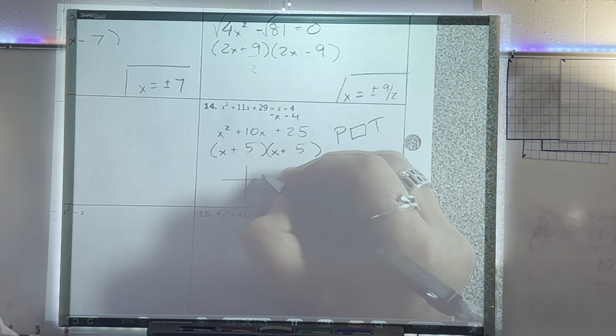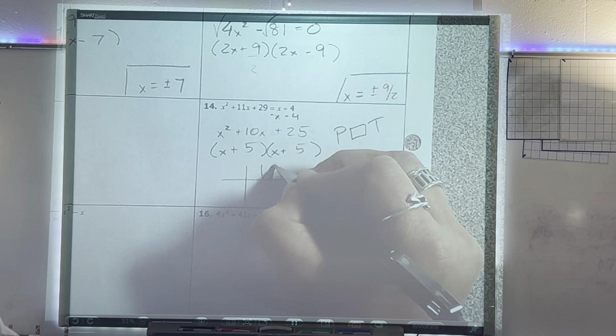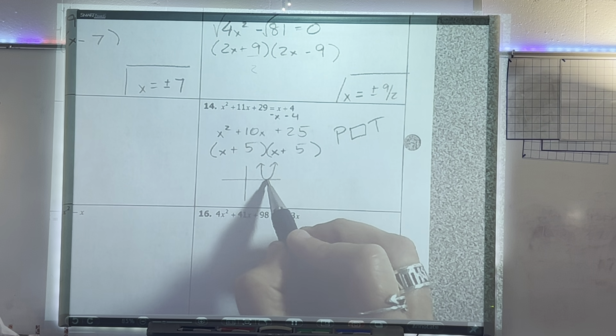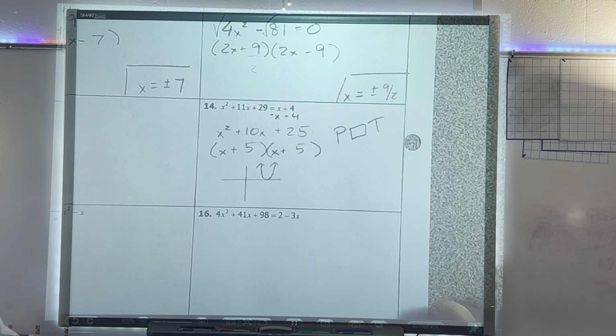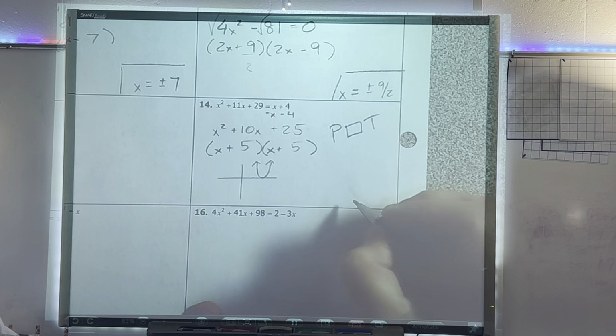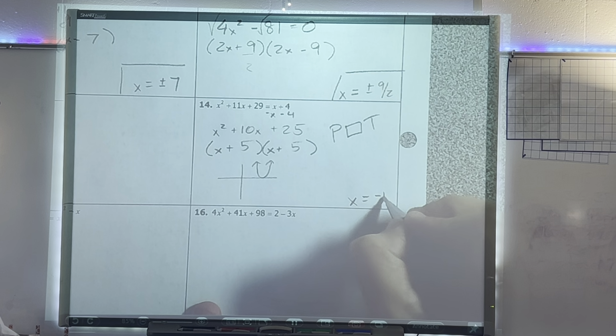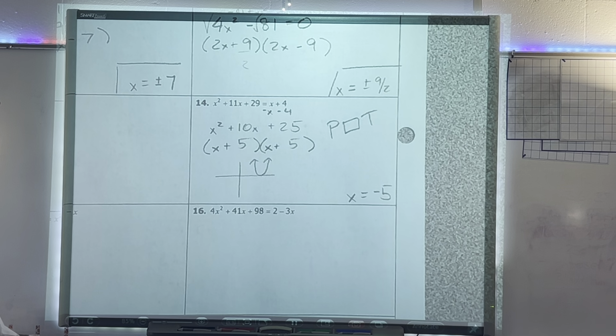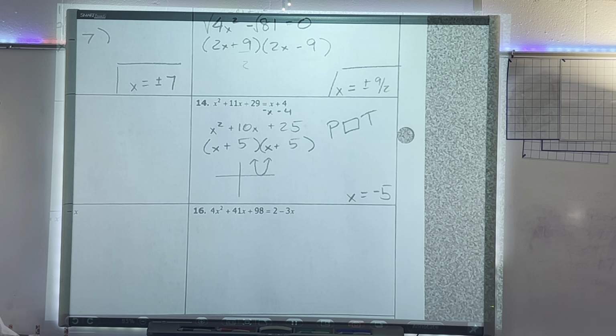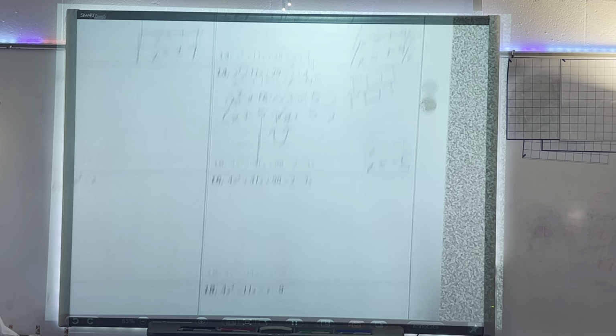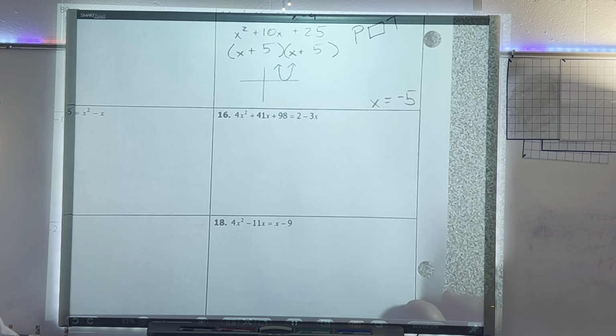On a graph, it would look like this. It would just touch right there instead of actually going through it. Does that make sense? All right. So that means this only has that one solution. Are we all right with that? Good there? Questions at all? Are y'all okay? All good? Okay, I'm going to go to 16.